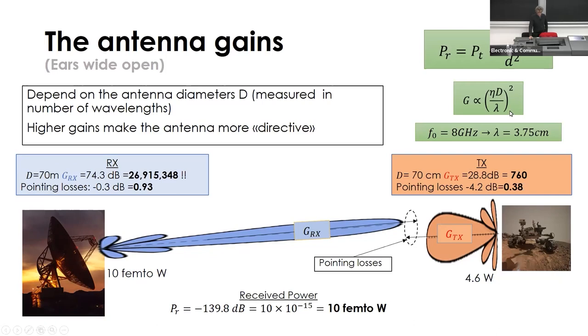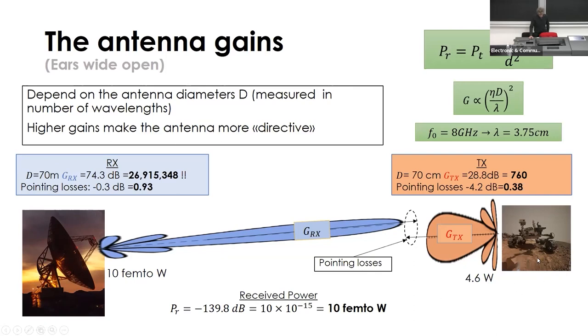So you can have a pretty large number here, and you can insert the gain of the transmitter and the gain of the receiver. Of course, again, in this case, at the transmitter we have just a small antenna, like the parabola that you have on your roof. The high gain antenna on the rover is a very small antenna, actually 70 centimeters, while the high gain antenna on Earth is like 70 meters. Okay, so a big difference.